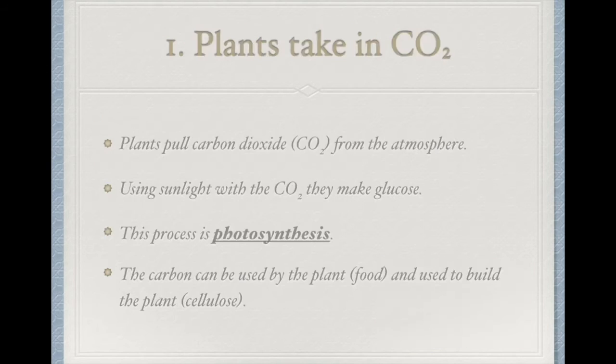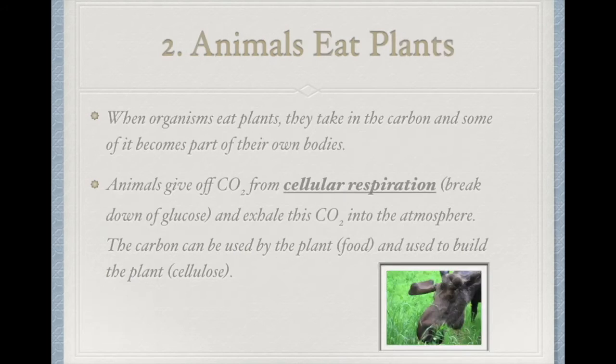So let's start with number one, plants take in CO2. We breathe in oxygen, plants breathe in CO2. This is done by photosynthesis. Primary consumers eat the plants, and they go through a process called cellular respiration, where as they eat the plants, they break down, especially the carbon that was in the plant, and they breathe out CO2. So plants breathe in CO2, animals then breathe out CO2.